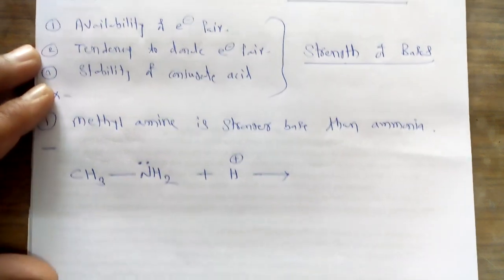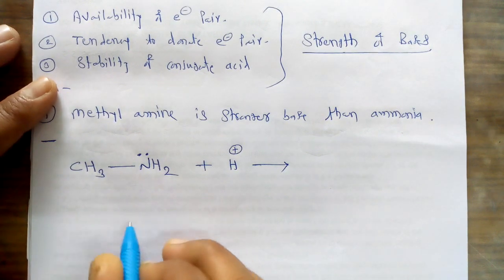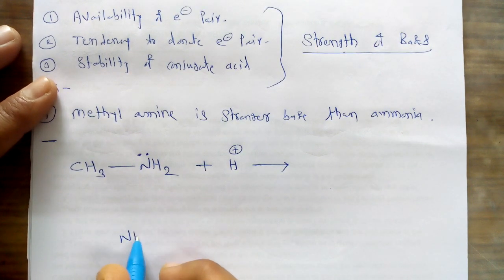Now if we look at the second example, that is ammonia. What happens? The structure for ammonia is NH3.